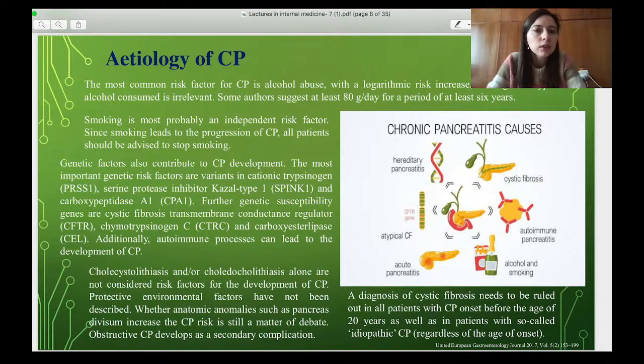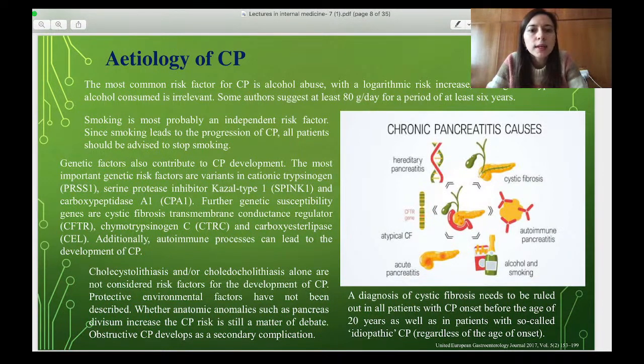And next, etiology of pancreatitis. The most common risk factor for pancreatitis is alcohol abuse, with logarithmic risk increase, although the type of alcohol consumed is irrelevant. Some authors suggest at least 80 grams a day for a period of at least 6 years.